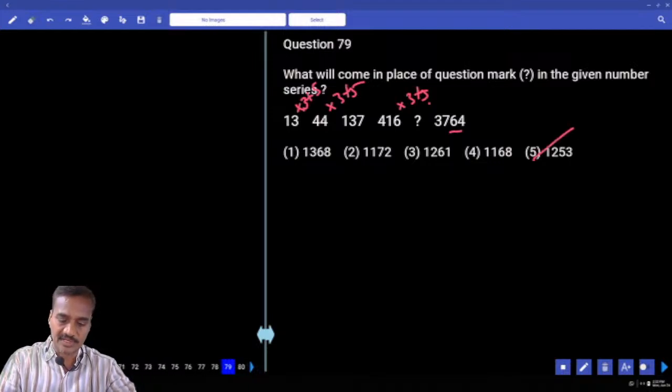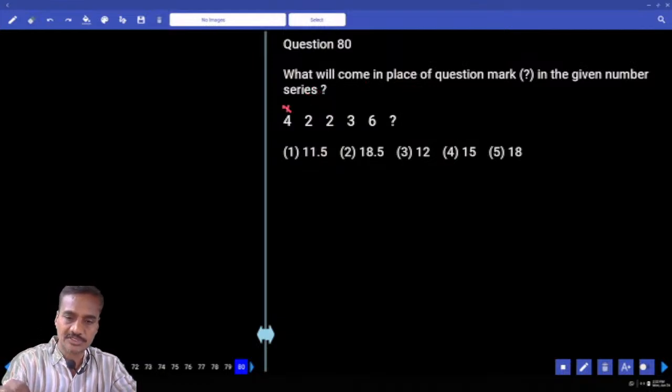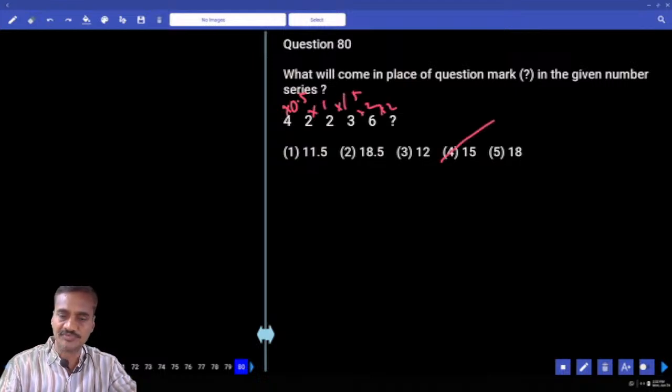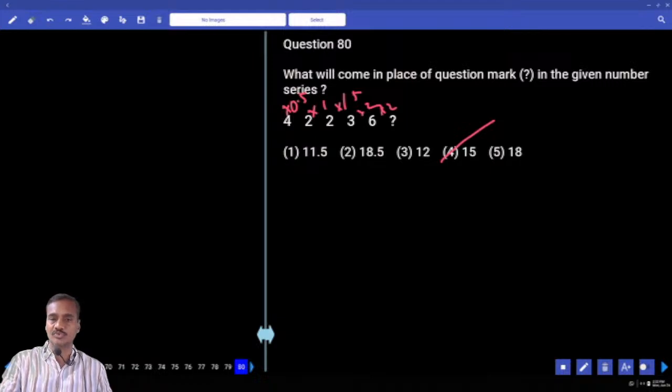79. Then coming to question number 80. Now in this, the numbers are decreasing. That is, into 0.5. Into 1. Into 1.5. Into 2. Into 2.5 is 15, choice 4 for question number 80. Then into 0.5, into 1, into 1.5, into 2, and into 2.5.